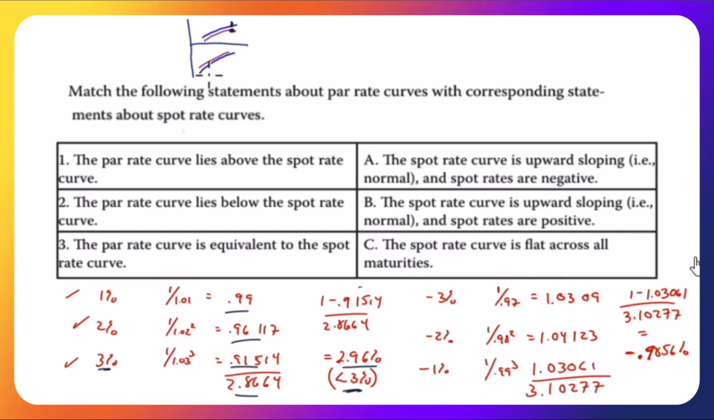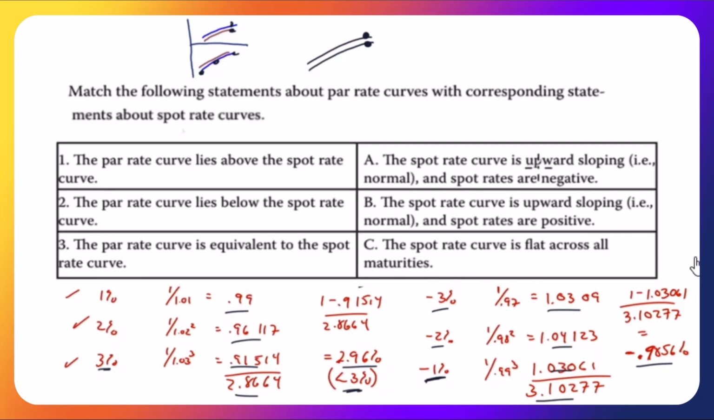Now let's have an upward sloping curve with negative rates. You'd have -3, -2, and -1, right? -3, -2, -1 to create an upward sloping curve. Your discount factors, the sum of the discount factors, your fixed rate is -0.9856. Notice that this spot rate is -1, so you would have this situation where your spot is -1 and your par is -0.9856, which lies above that particular rate. So the par rate curve lies above the spot curve.